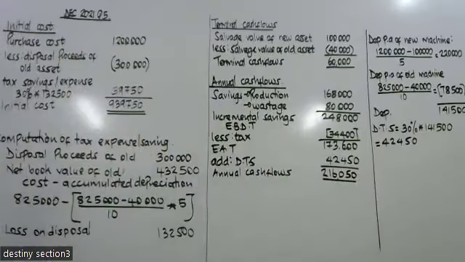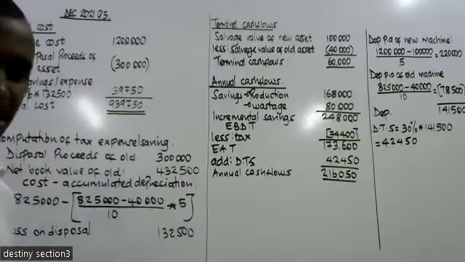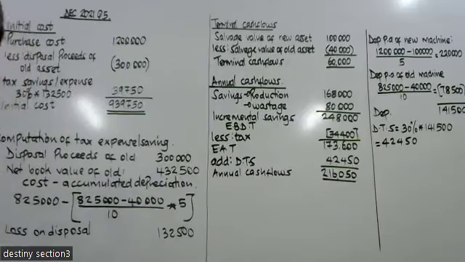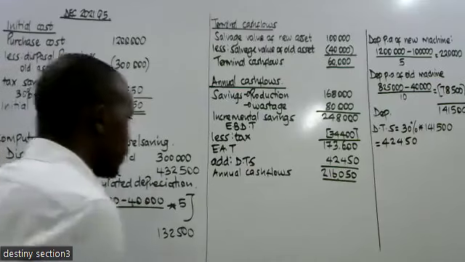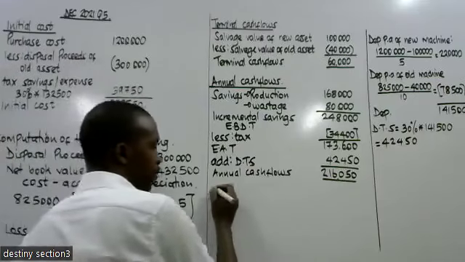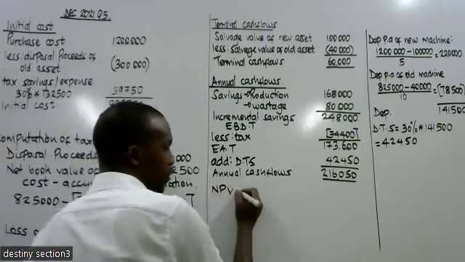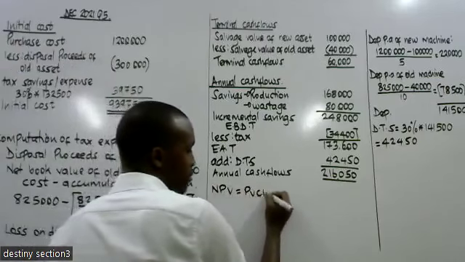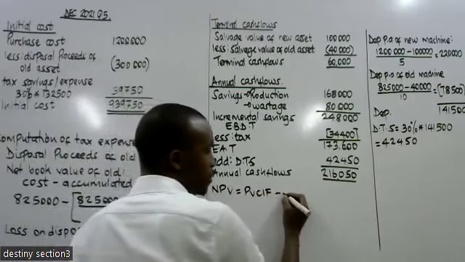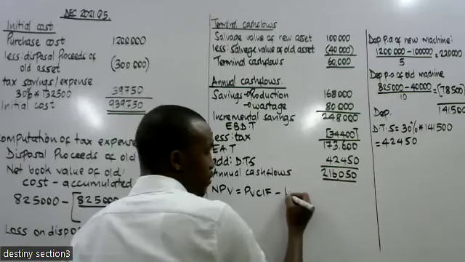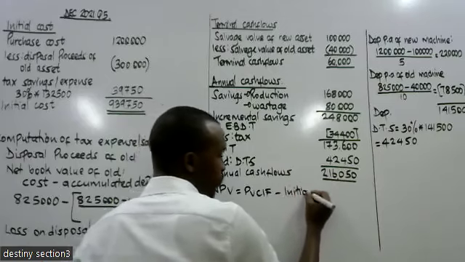Now that you have our initial costs, our terminal cash flows, and our annual cash flows, we need to determine our NPV, which you know is the present value of cash inflows minus your initial outlay.